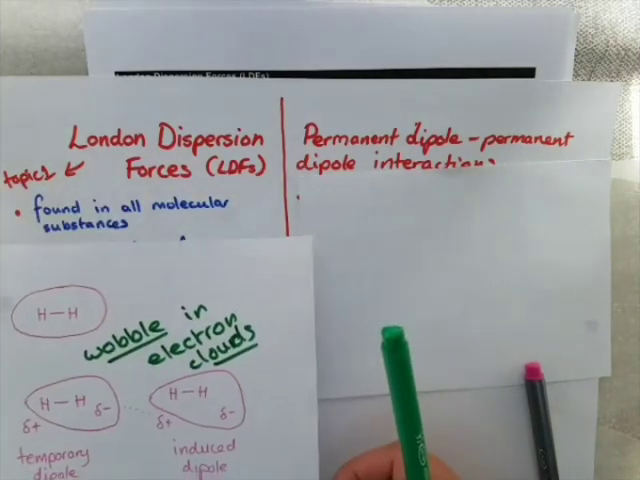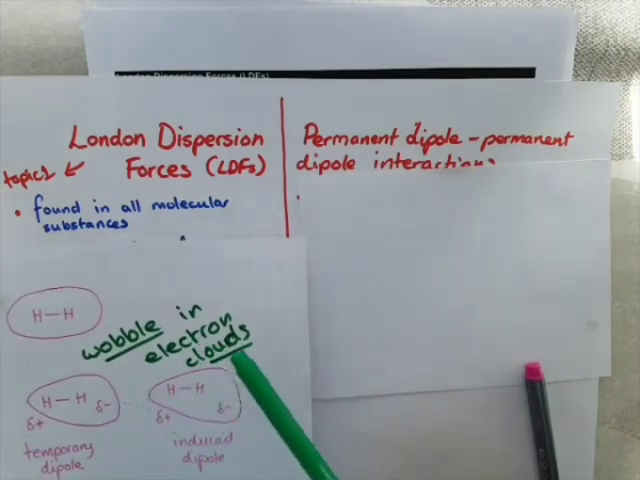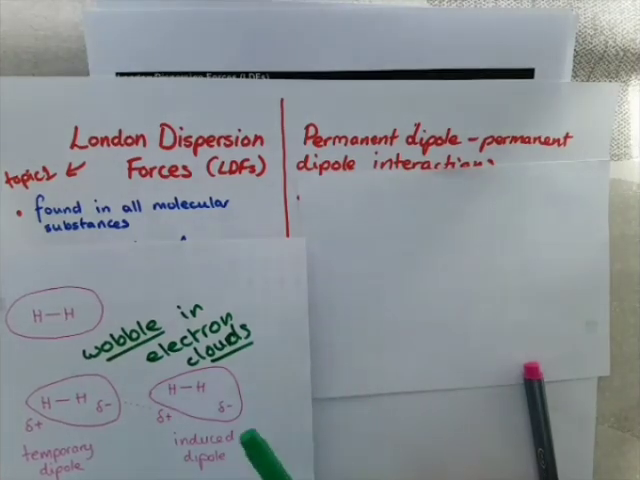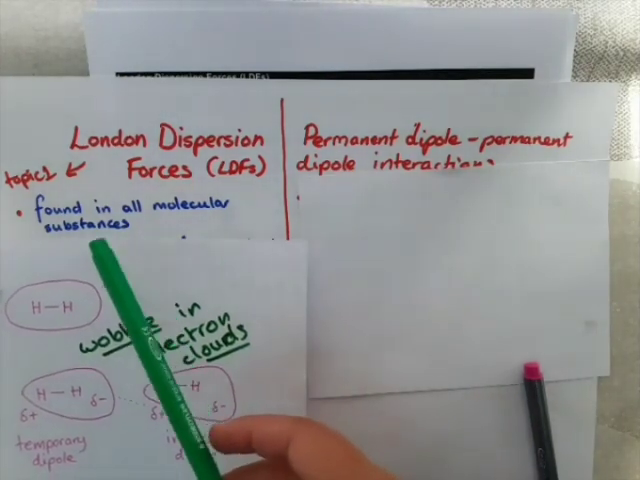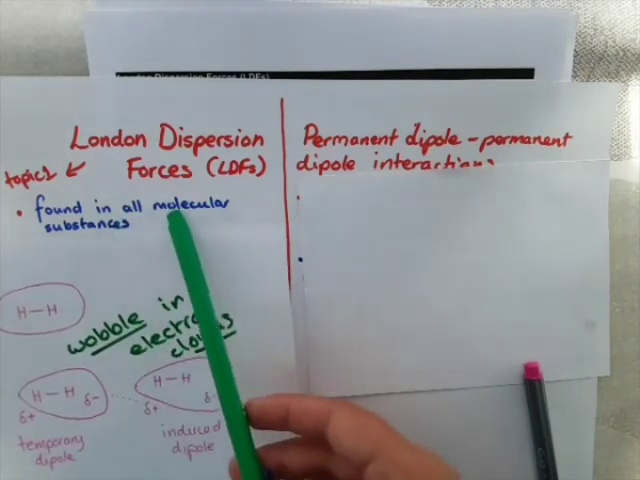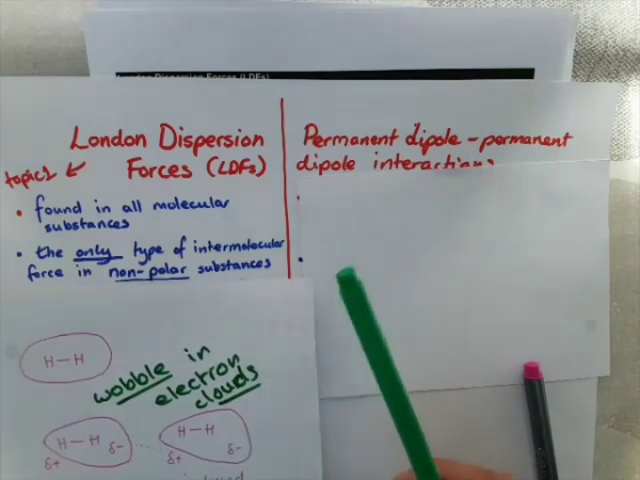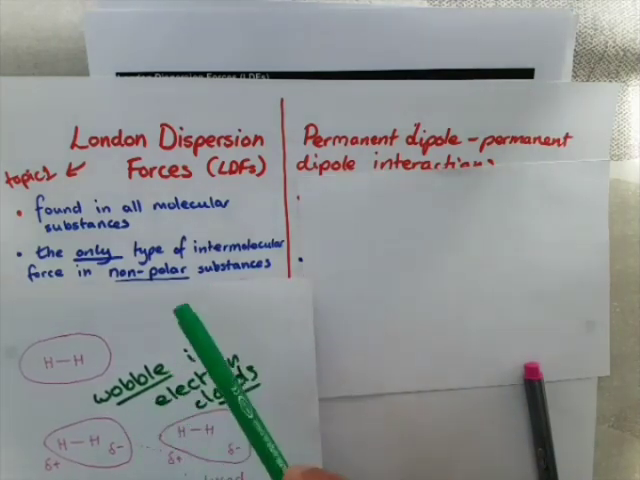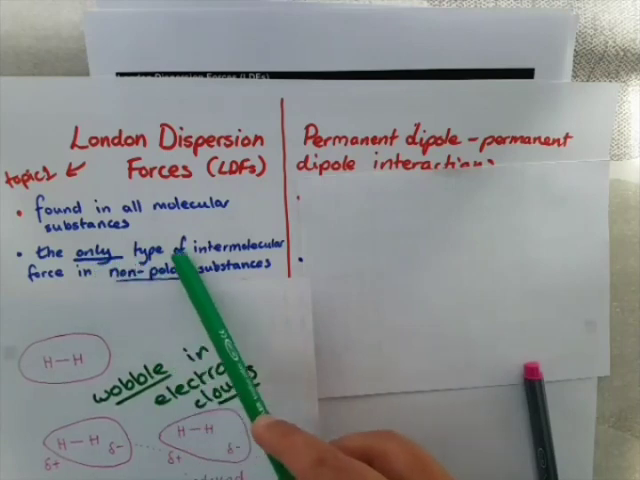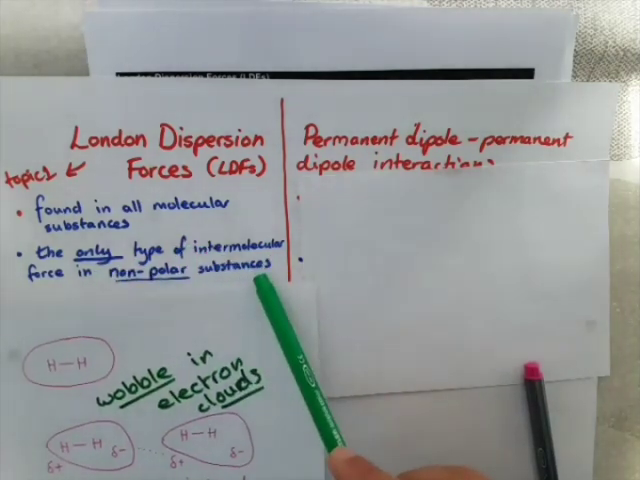So London dispersion forces, like I say, because they result in this wobble in electrons, can happen in any substance that has electrons. So I suppose it technically applies to all substances, but particularly these are important forces in molecular substances, and they're found in all molecular substances. One thing that will become apparent when we look at the other types is that London dispersion forces are the only type of intermolecular force in non-polar substances.